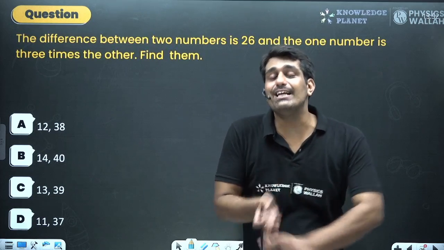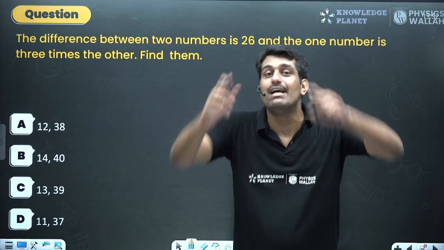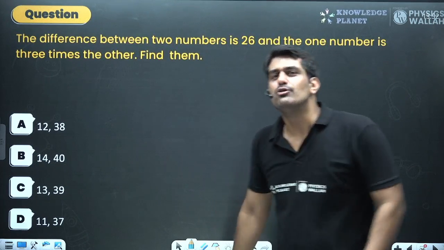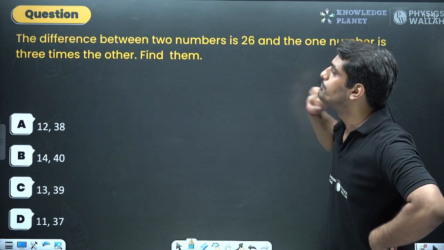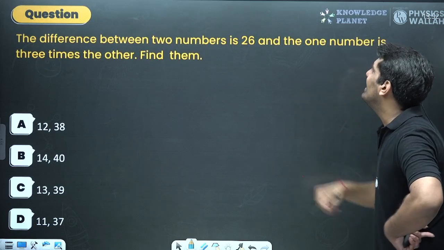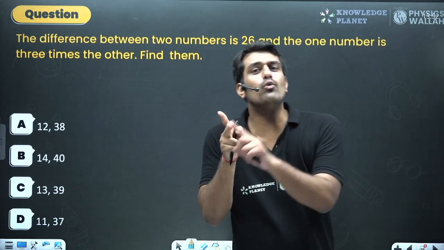One related to age, one related to number, one related to geometry as well. How related to geometry? I mentioned we are having a triangle. You have to use the property of triangle in that manner. So let's not waste time, understand this problem. The difference between the two numbers is 26 and one number is 3 times the other. One single statement, two information given.